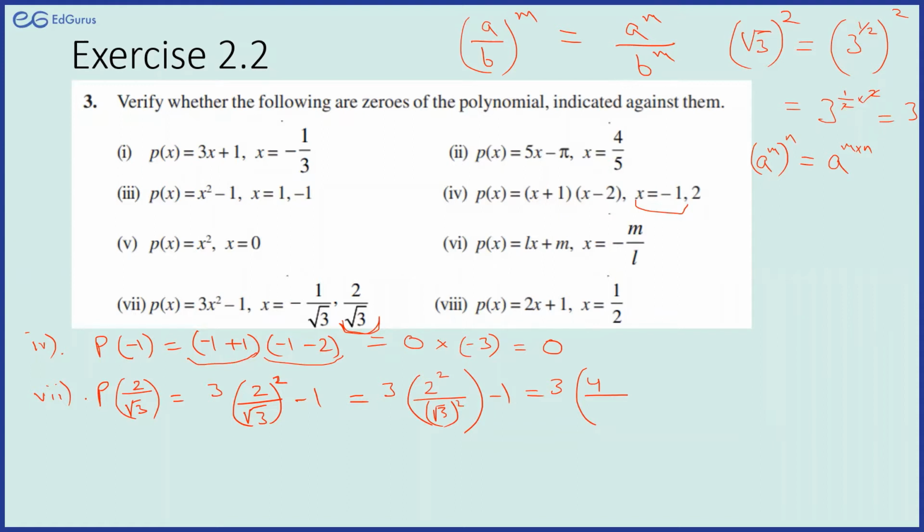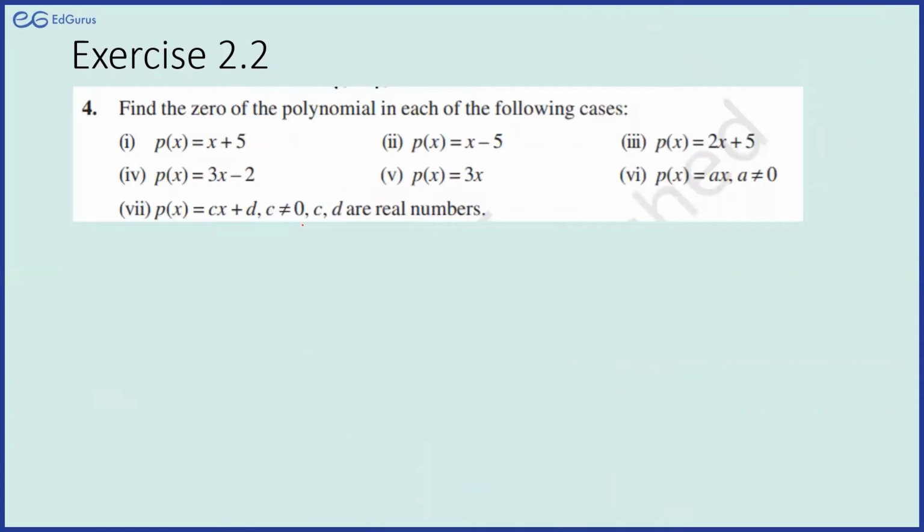So square of √3 is 3 minus 1. Now 3 here cancels. So 4 minus 1 is 3. ठीक है? Yes, ma'am. Okay, ma'am. Any other part that you want to try here? No, ma'am. Okay. All right. So let's move.